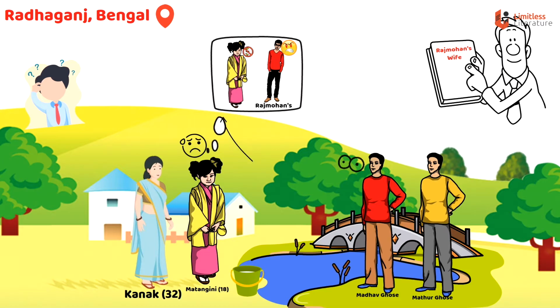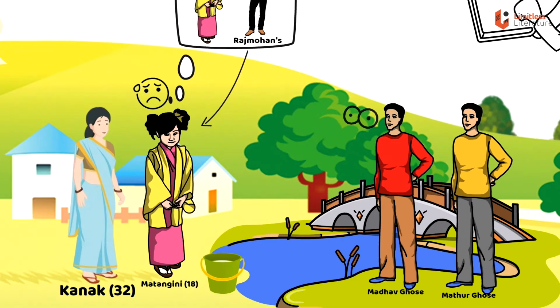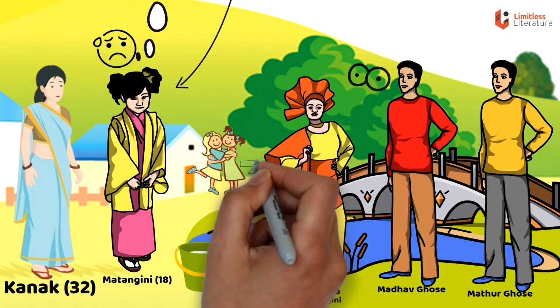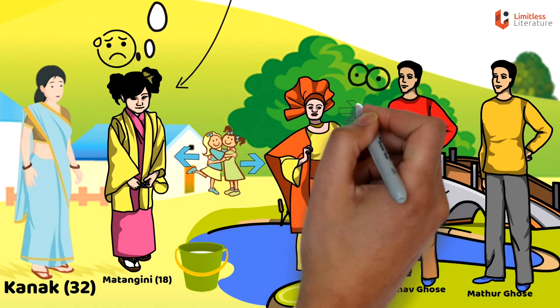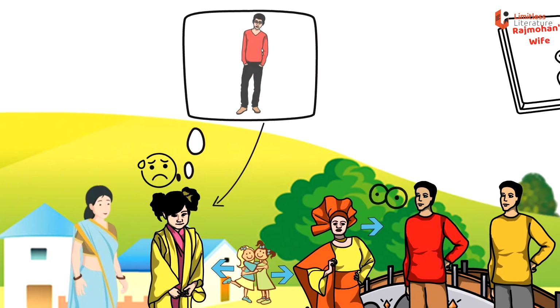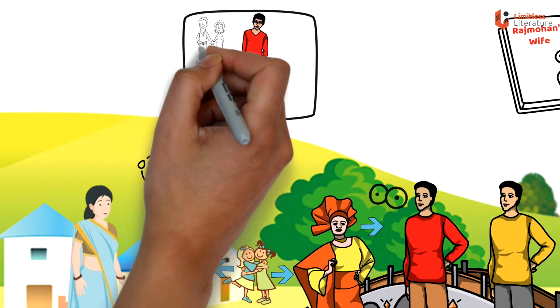So who is the wife? Rajmohan's wife was Matangini. Alright, so we have two sisters, Hemangini and Matangini. The husband of Hemangini was Madhav, and on the other hand we have Matangini, who is married to Rajmohan. So it's an arranged marriage.